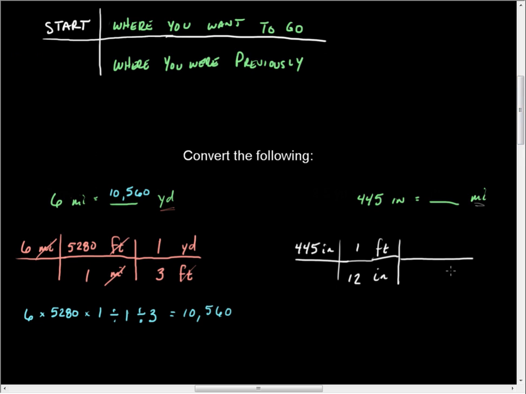And so we go ahead and have where we were. Notice the inches cancel here. Where we were was feet. That goes on the bottom. And there's 5,280 feet. Where we want to be is miles, and there's 1. And so our syntax on our calculator is going to look something like this: 445 times 1 times 1 divided by 12 divided by 5,280. Feet cancel. I'm left in miles, which is where I want to be.